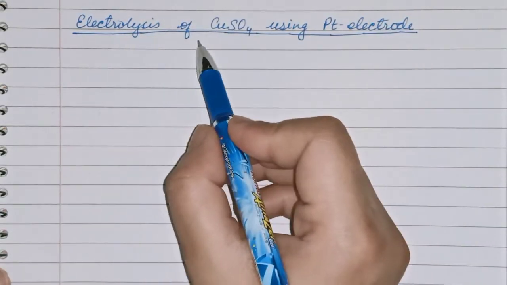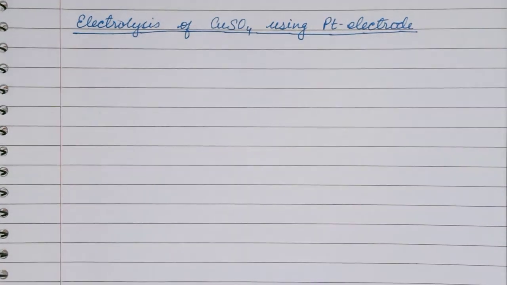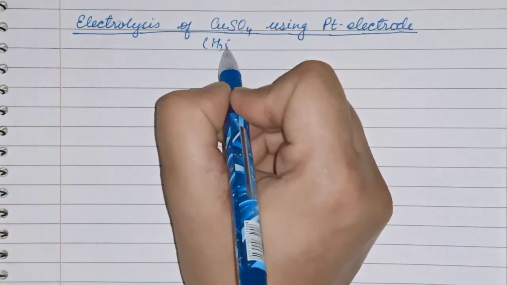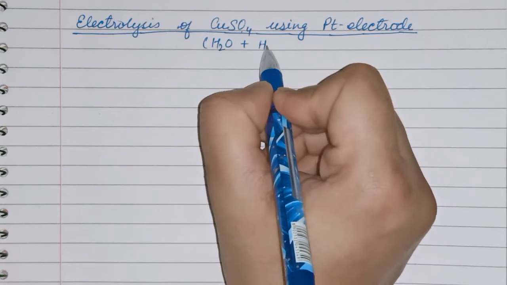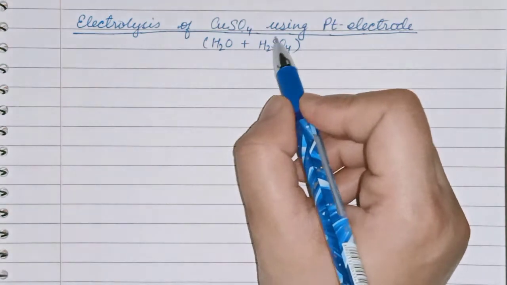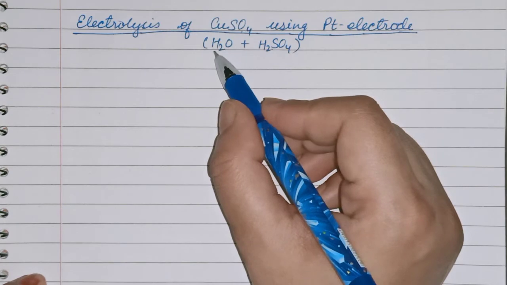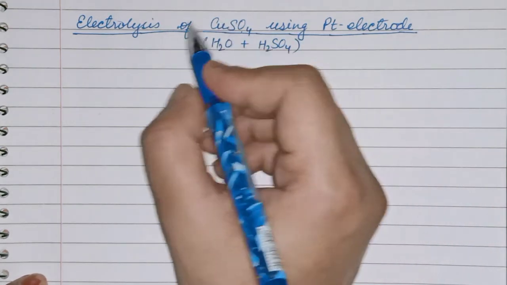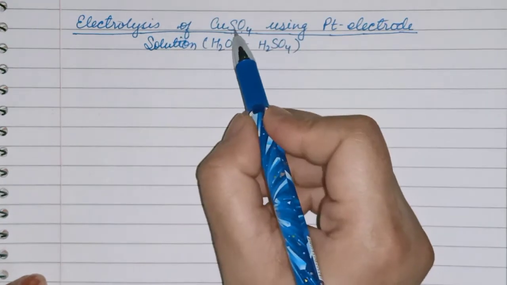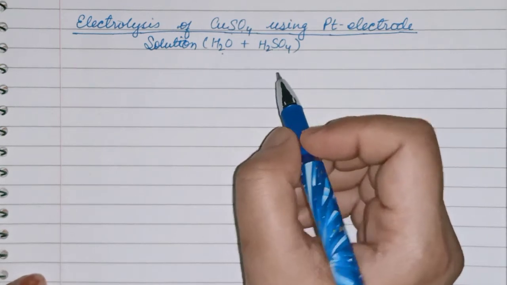Now next is electrolysis of copper sulphate by using platinum electrode. Here this copper sulphate is dissolved in water and a very small amount of H2SO4 is added. Why? To increase the conductivity, to increase the number of ions of H2O. So here we are taking a solution of copper sulphate dissolved in water, and a small amount of H2SO4 is added to it.